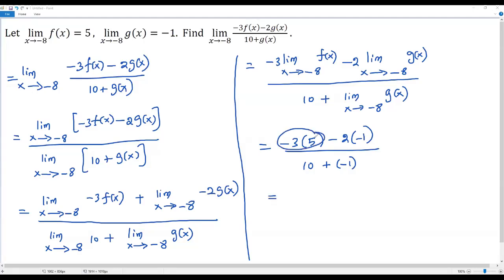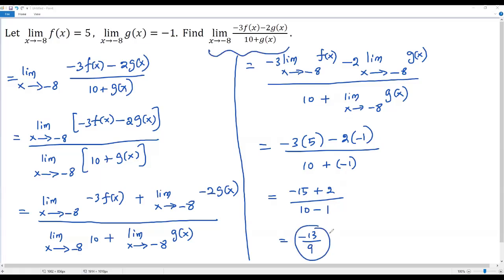So negative 3 times 5 is negative 15. And negative times negative becomes positive. 2 times 1 is 2. Over 10, positive times negative becomes negative 1. So when I combine negative 15 plus 2, I'm getting negative 13, over 10 minus 1 is 9. So the evaluation of the limit given over here is negative 13 over 9.